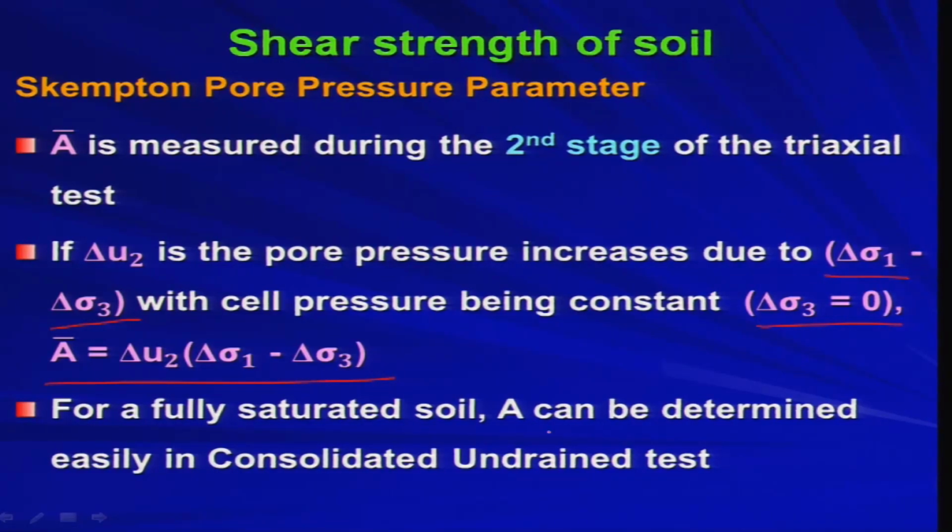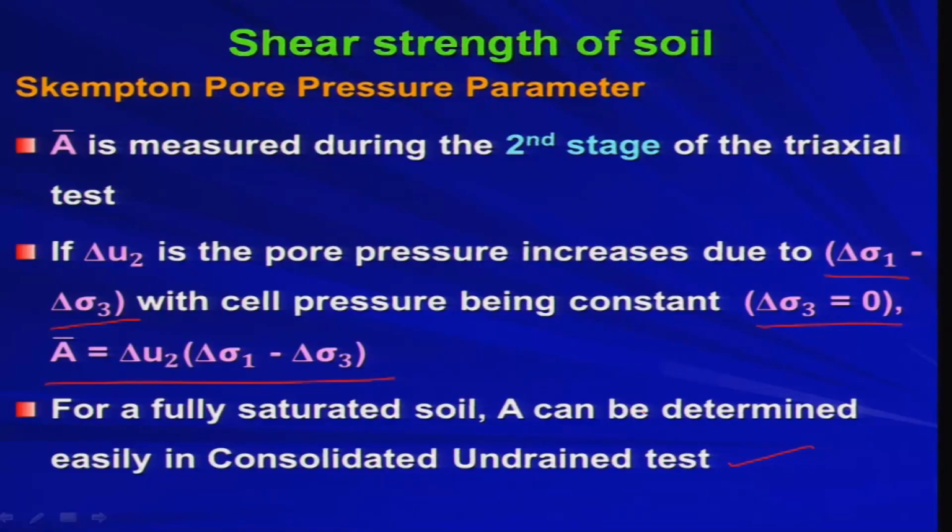So, for a fully saturated soil, A can be determined easily in a consolidated undrained test. B you have determined and A you need to determine. So, the first stage is not required. Consolidated undrained means in the first stage you are allowing drainage. Therefore, delta U1 is 0, and you are measuring only delta U2 to find out A. So, once you obtain B, you do a consolidated undrained test to find out the magnitude of A, because you need delta U2 only.